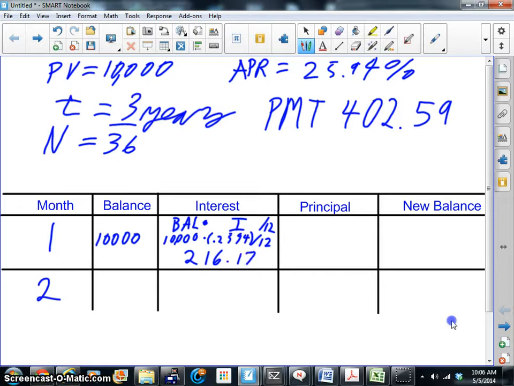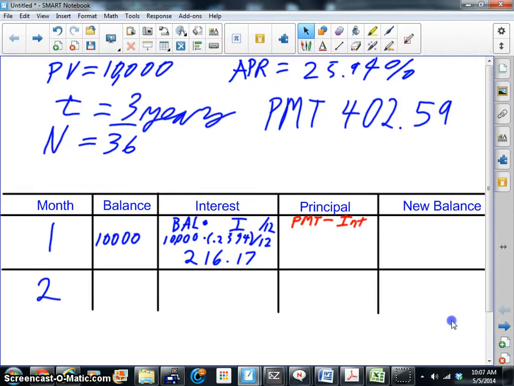216.17. And that's going to be added on to my balance. So my principal that I'm going to pay off onto the principal, that's based off the interest plus my payment. So basically, I'm going to take payment and subtract the interest.